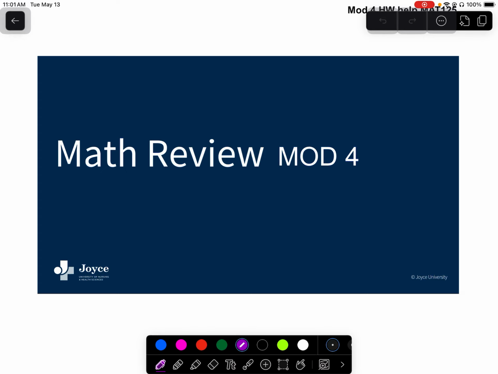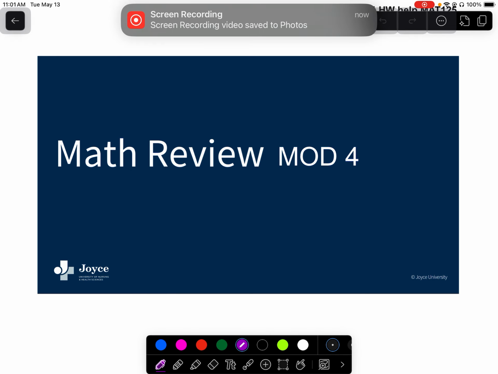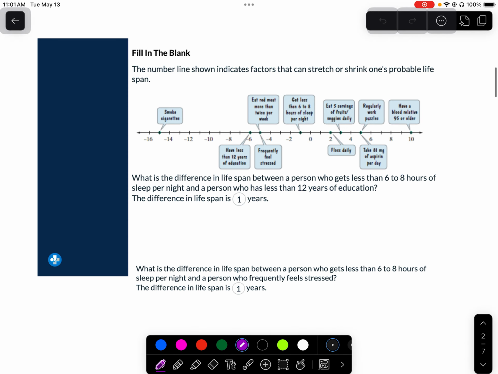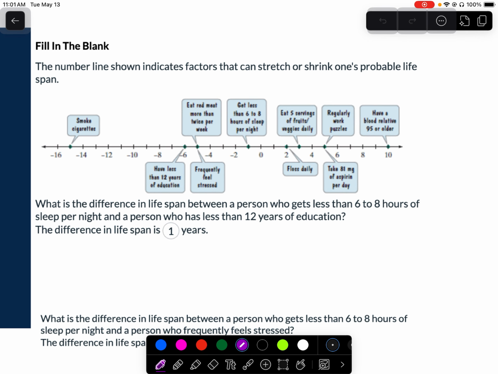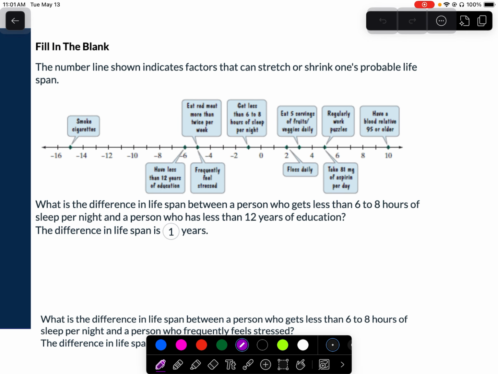In this video, we are going to review some of the problems from Mod 4. So just some of the homework and some of the questions that students have struggled with in the past. So the first question here says to fill in the blank. When you're doing it in your Canvas, see the little number here, that's where the blank is.